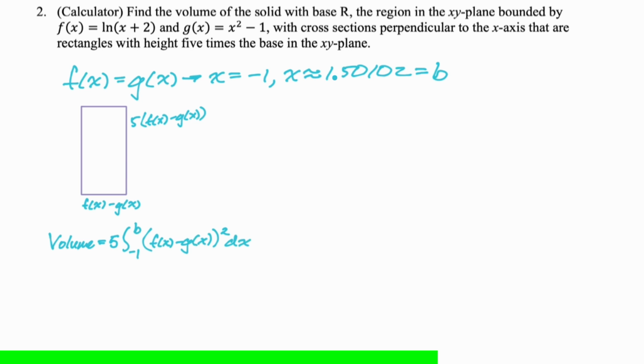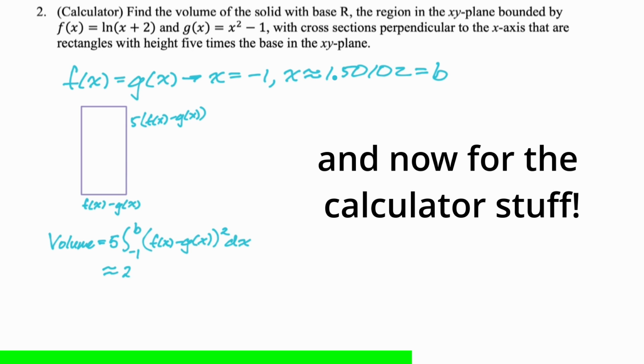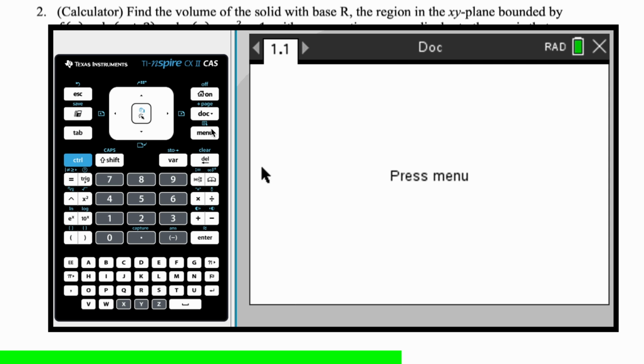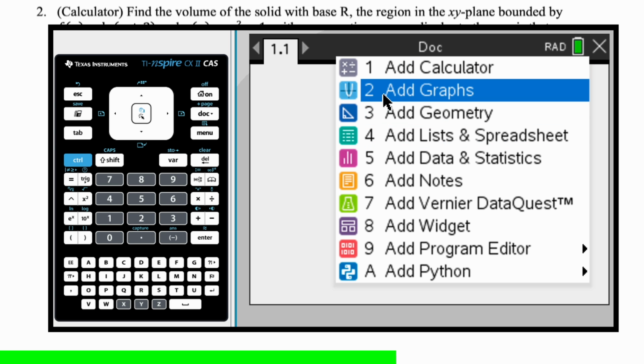Okay, so the volume will be 5 times the integral from -1 to b of the quantity f minus g squared dx. The calculator is going to tell us that that's approximately 20.502.